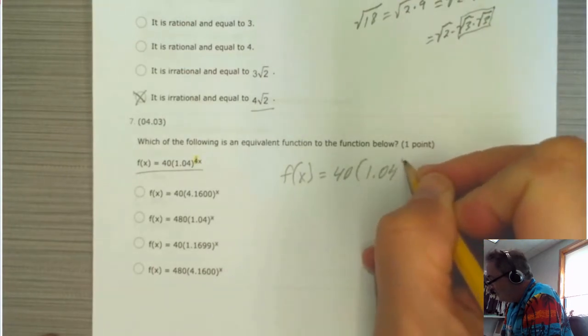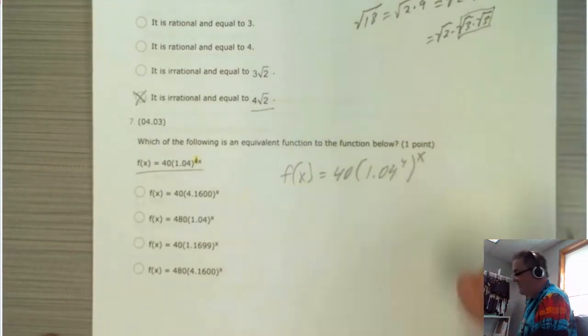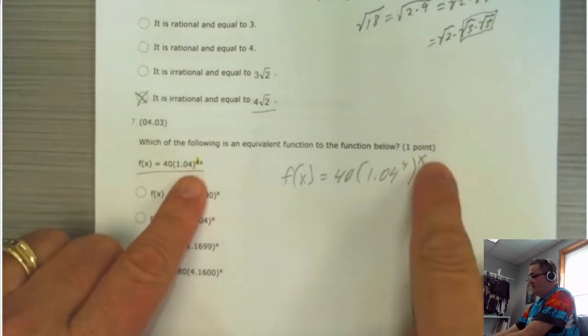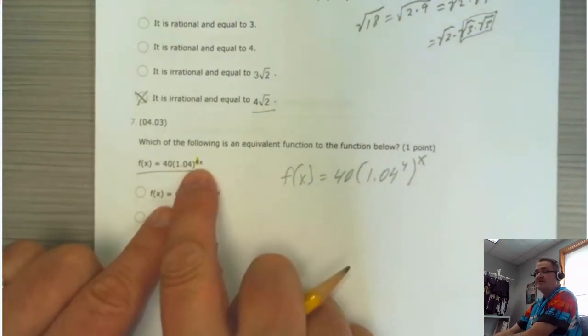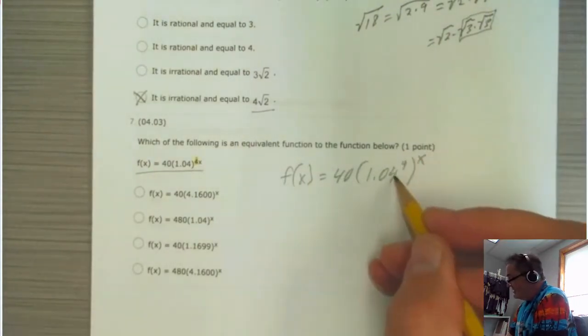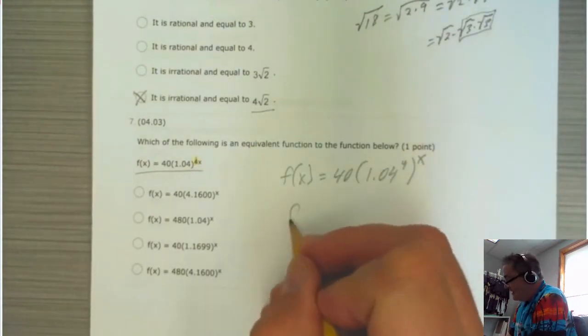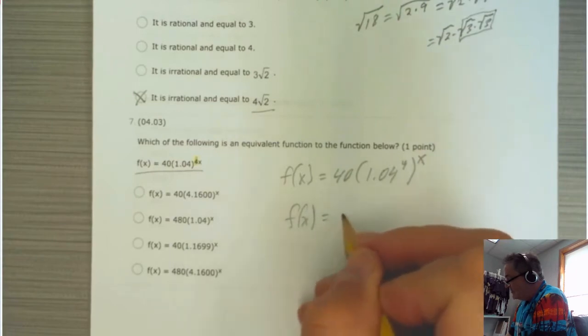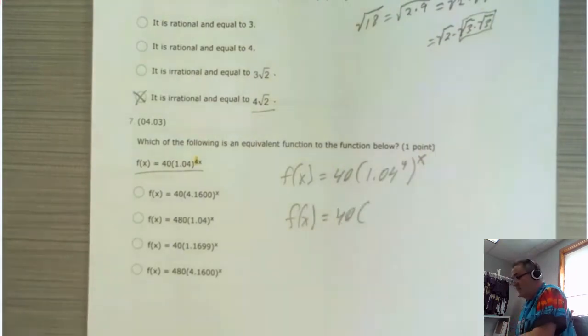1.04 to the 4th power to the x power. Because remember, if we have an exponent to an exponent, you multiply them together, you get 4x. We're just breaking it out. Since this is an actual number, we can put it inside and simplify that. So that would be f of x equals 40 times what?